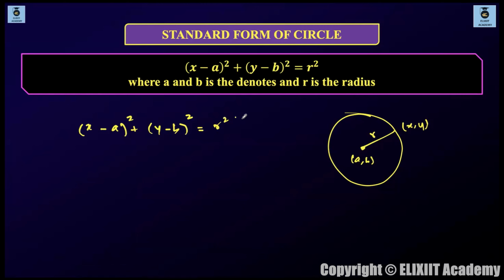And this is the basic standard form of the circle, where (a, b) is the center and r is the radius of the circle. Very simple thing. (a, b) is the center and r is the radius of the circle. Fine.